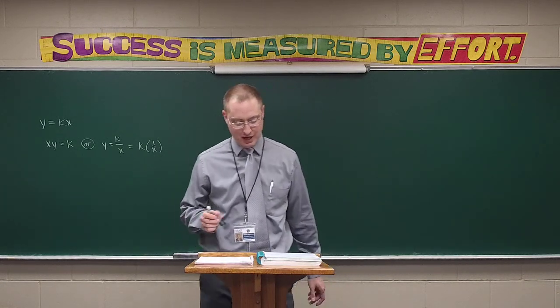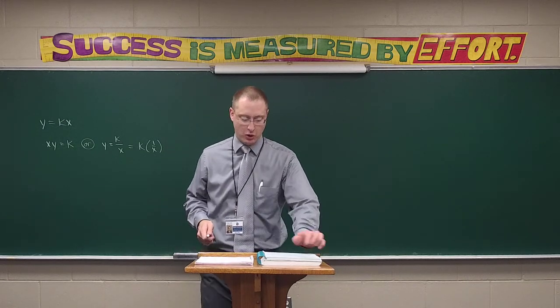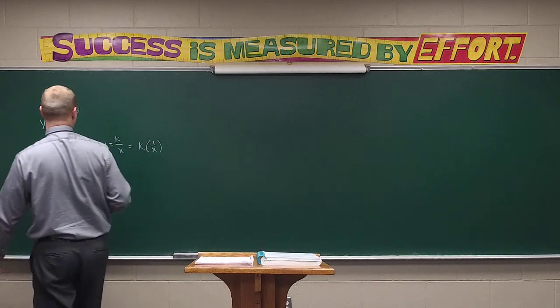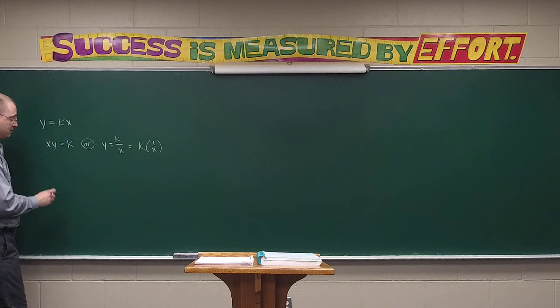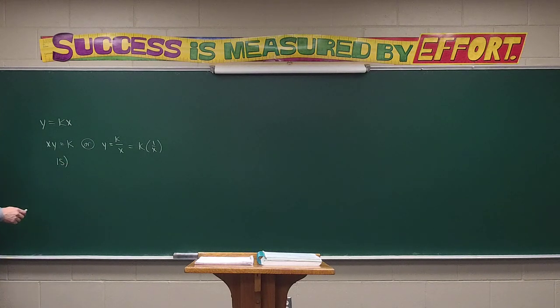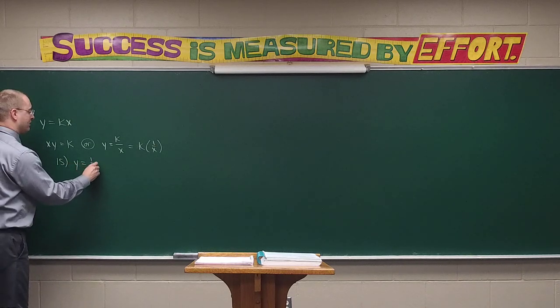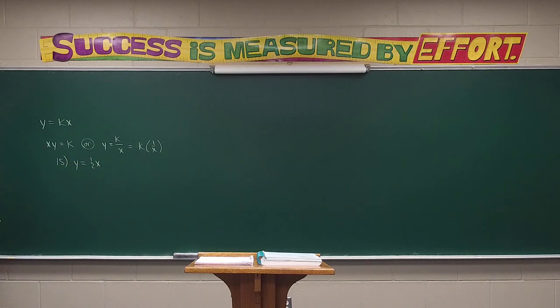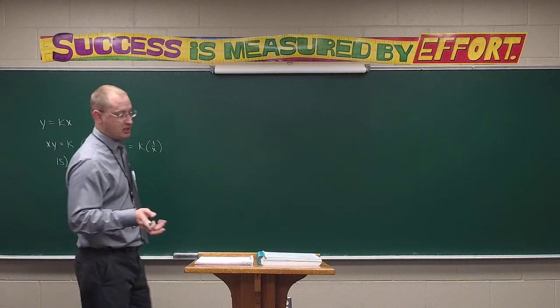So if that's the constant of variation, what's the equation for 15? You said it's direct variation, and you said the k was what? 1/2. All right, so what's the equation? Y equals a half x. There we go, y equals a half x. Pretty straightforward.